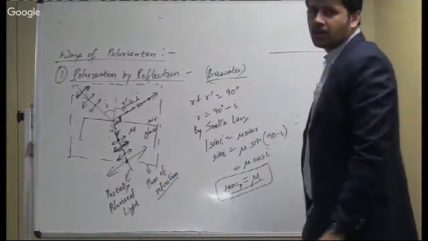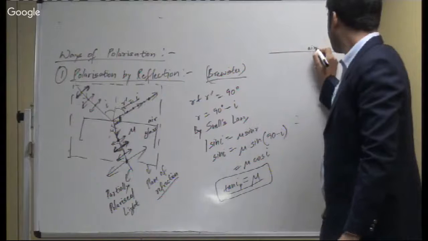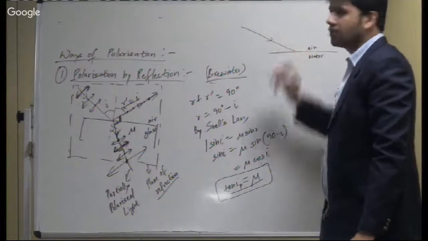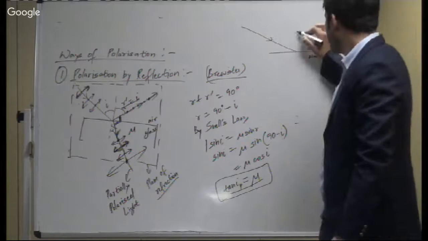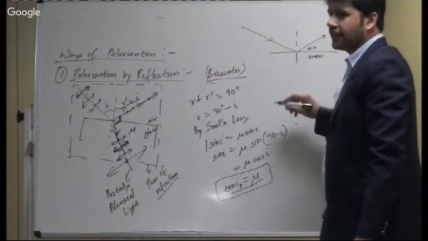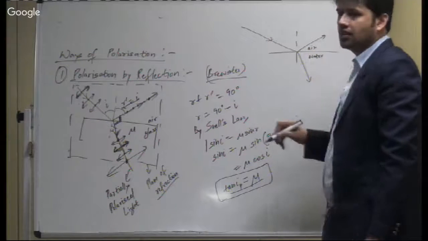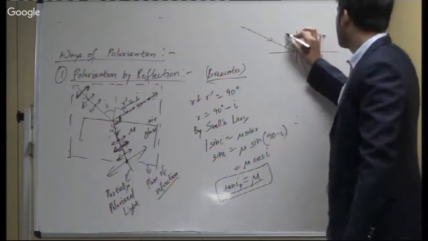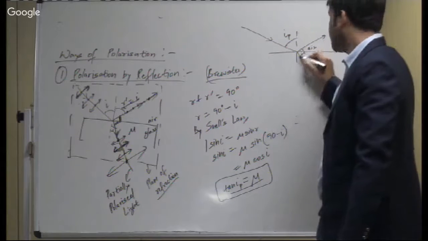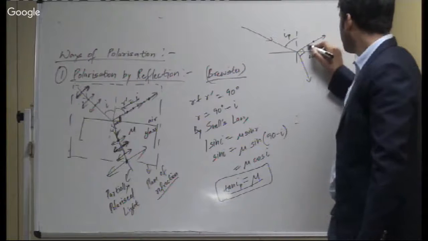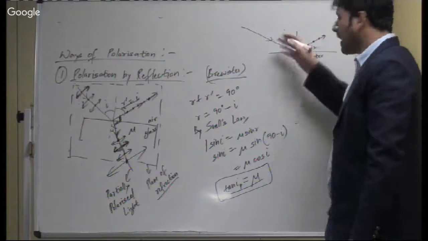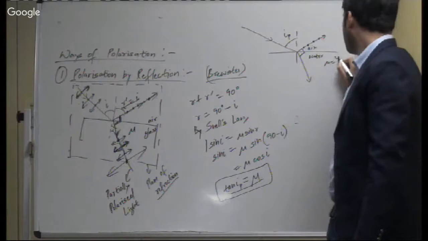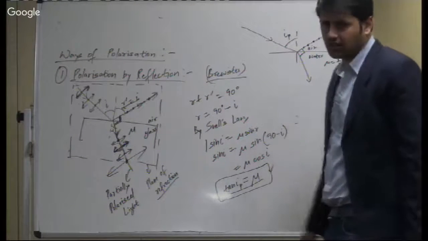Let's say we have a pond, an air-water interface. Sunlight comes from here, and it is reflected, and some part is refracted. You know that at one particular angle, the polarizing angle IP, the angle between reflected and refracted rays would be 90° and the reflected light would be polarized. We can calculate the value of IP in this case because we know mu is 4/3 for water. Is it okay?